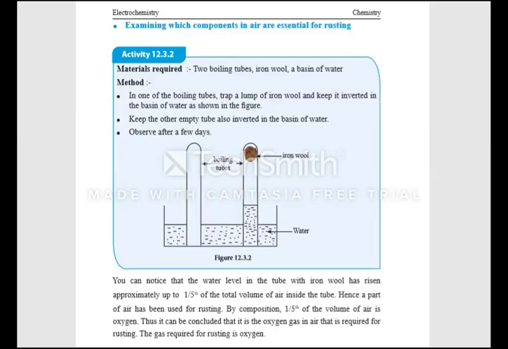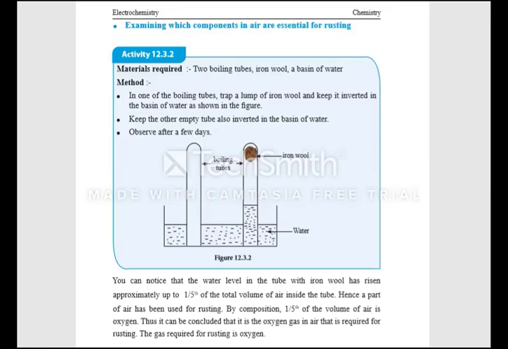So you take 2 boiling tubes, some iron wool and a basin of water, right? Now, in one of the boiling tubes, you have to trap a lump of iron wool, as you can see in the diagram, and then keep it inverted in the basin of water as shown in this figure, right? So only one boiling tube will have the iron wool, right? Okay. And then you have to observe after a few days, and note down your observation.